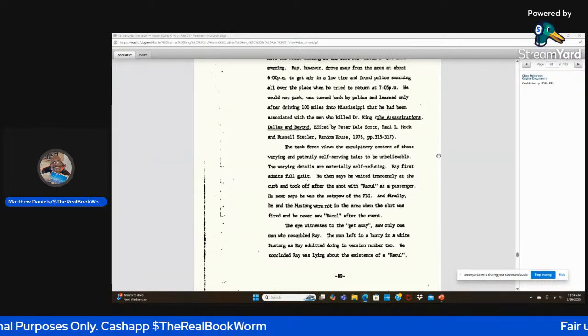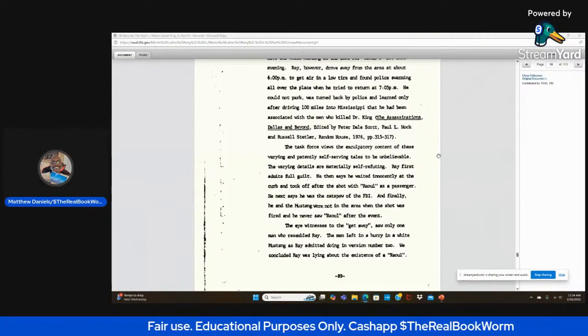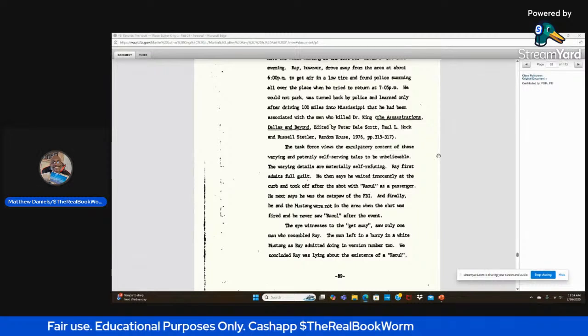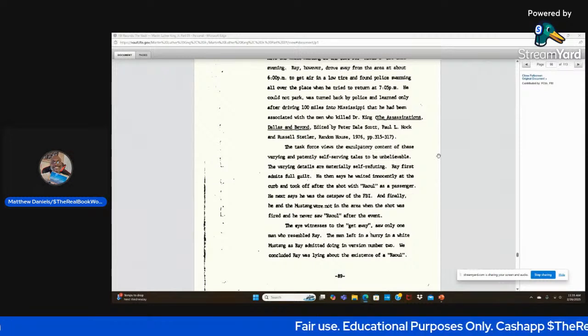Doesn't that make more sense than he went there to kill Dr. King? Why would he want to kill Dr. King? But if you ask why would he want to work with Raul to sell some guns, that makes more sense.